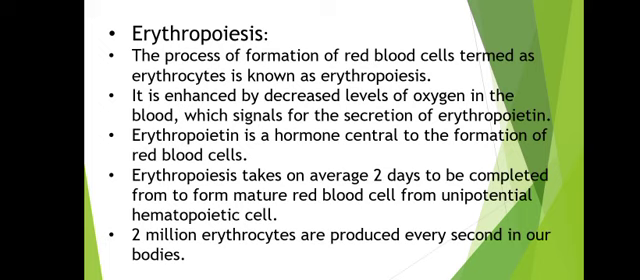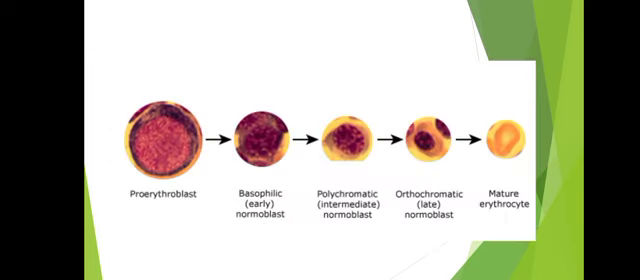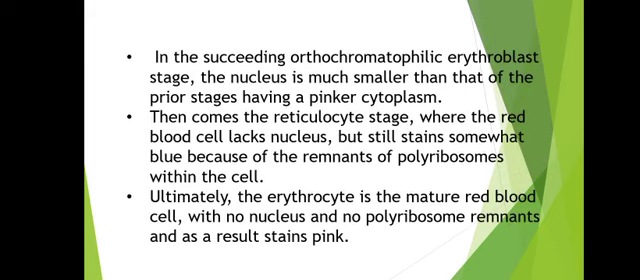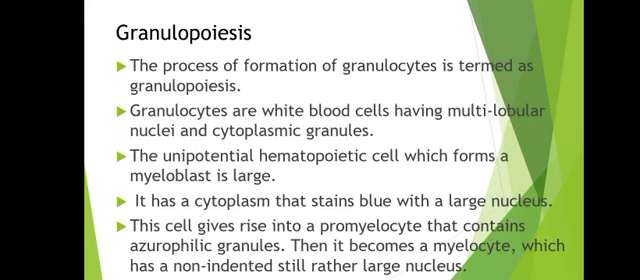Then the process of formation of granulocytes, which is called granulopoiesis, occurs. The unipotential hematopoietic cell which forms a myeloblast is large. It has a cytoplasm that is stained blue with a large nucleus. The entire process occurs over a period of 2 weeks.